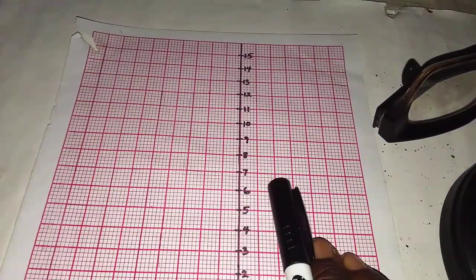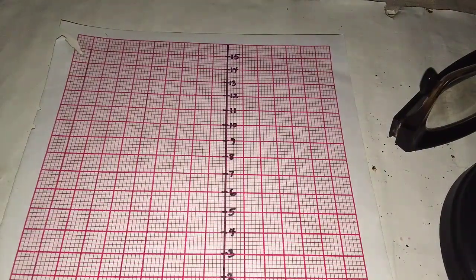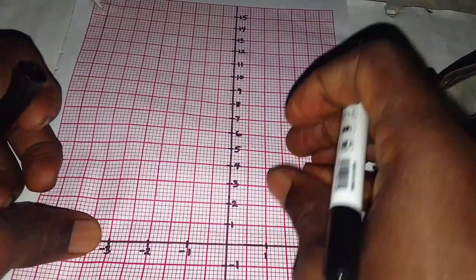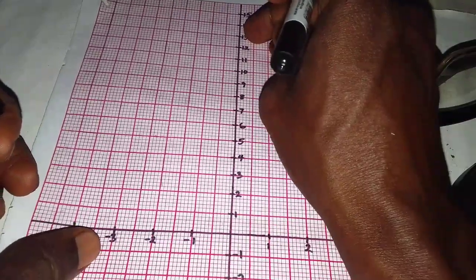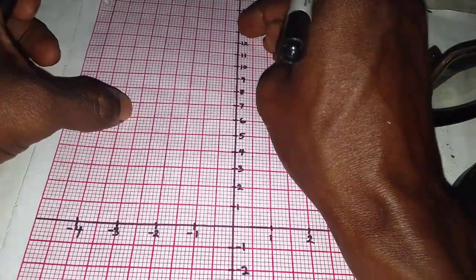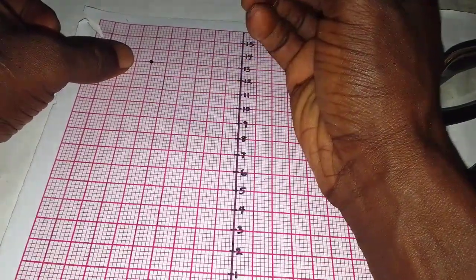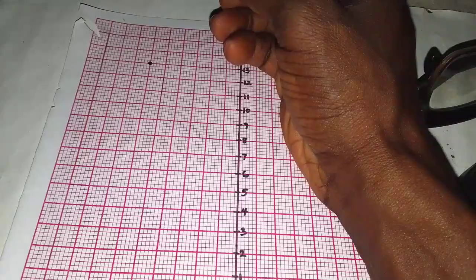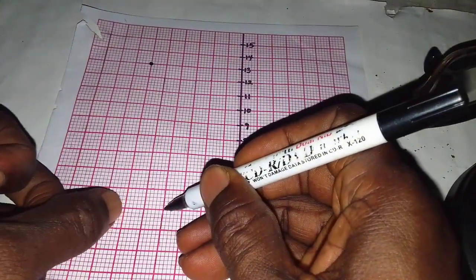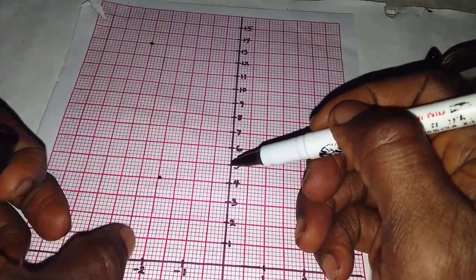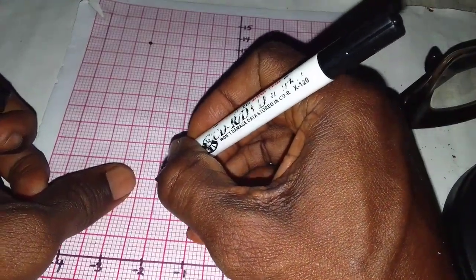Now from the table, when x is minus 3, y is plus 13. So plus 13 is here. This is for minus 3 and this is for plus 13. The two meet at this point, so you mark it. When x is minus 2, y is plus 4. The two lines meet up here.